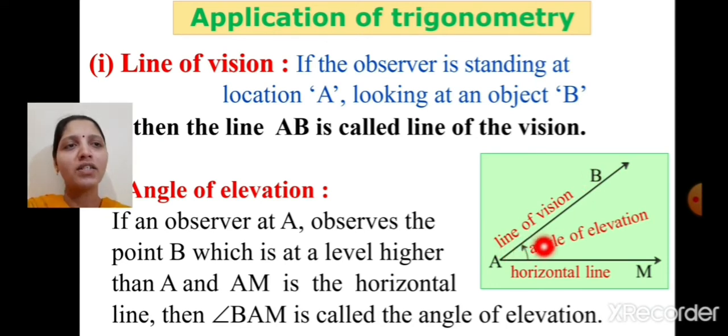Then you should understand what is angle of elevation. Angle of elevation you will get whenever the object is at a higher level than the observer and the horizontal line. So here AM is the horizontal line and the object is at point B. That means it is at a higher level. So you get the angle of elevation here. The angle formed between the line of vision and the horizontal line is called the angle of elevation.